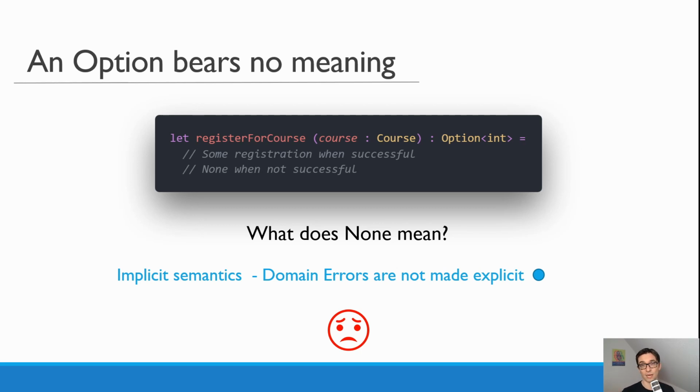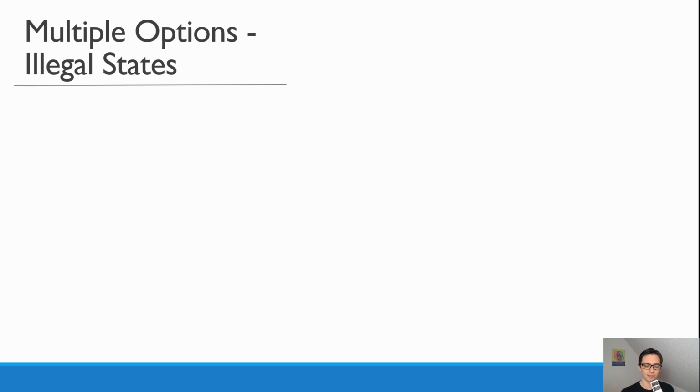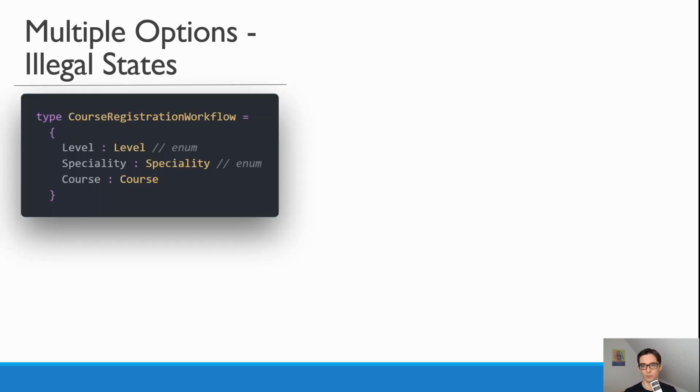Another place where options might be the wrong tool to choose is if we have multiple options. It is possible that we have multiple options in our system, maybe even together with booleans, and all the permutations of different somes and nones and trues and falses can get our system into an illegal state. What do I mean by this? Well, let's have a look at this type here.